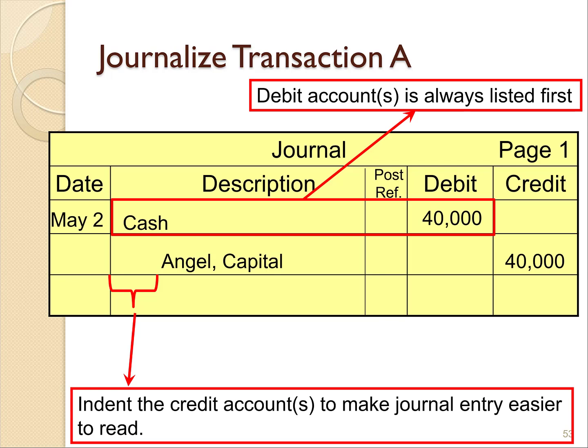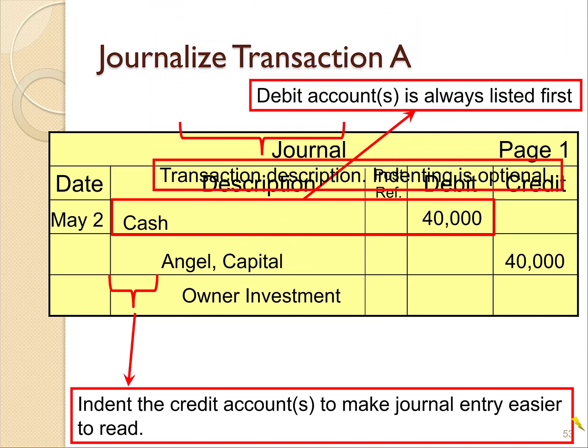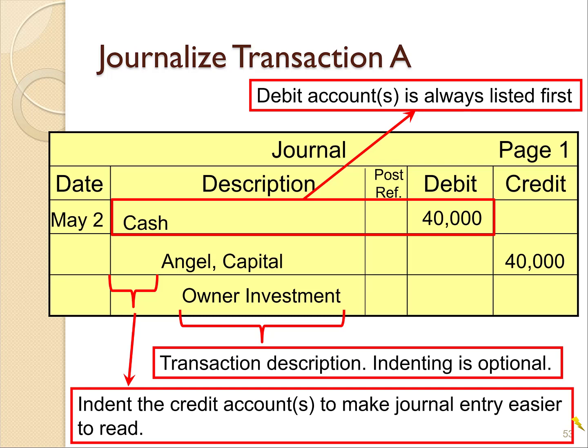And then we put in some type of an explanation. Let's just call it owner investment. If you called it something else that's somewhat similar, that's fine. Now, a lot of students will ask here, well, do I have to indent the description? That's up to you. In here, we indented it some more, but it doesn't really matter. What is critical for indenting is always indent credit accounts. All right, so we recorded our very first journal transaction.